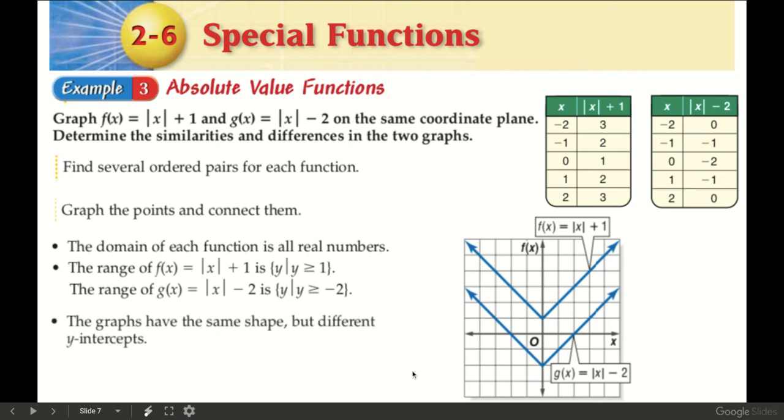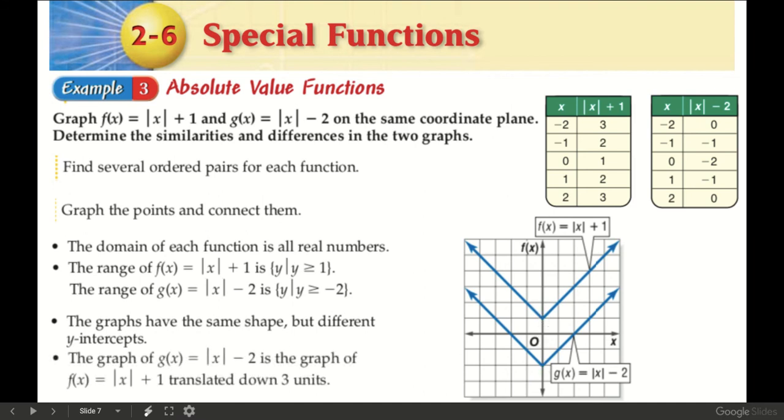So the graphs have the same shape, but obviously different y-intercepts. This is a y-intercept of +1. This is a y-intercept of -2. And each one of the graphs is, again, just a translation, right? This one got shifted up 1 unit. This one got shifted down 2 units. And you can see in the equation what made that happen.